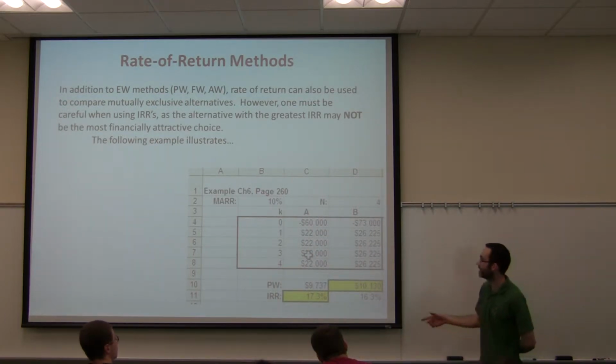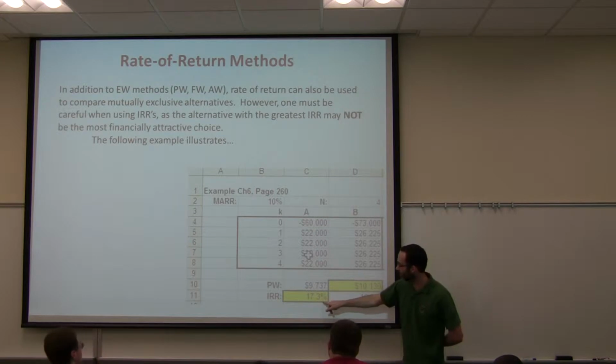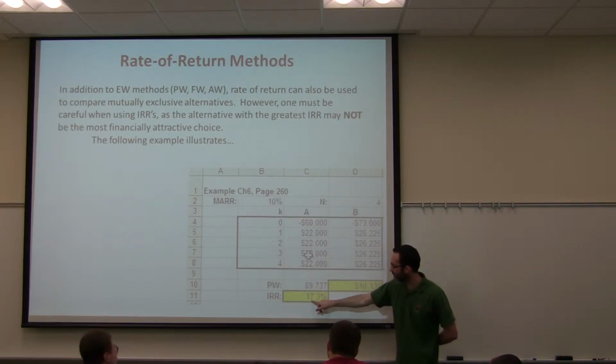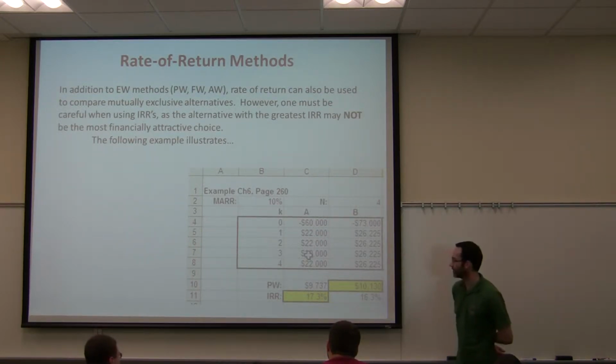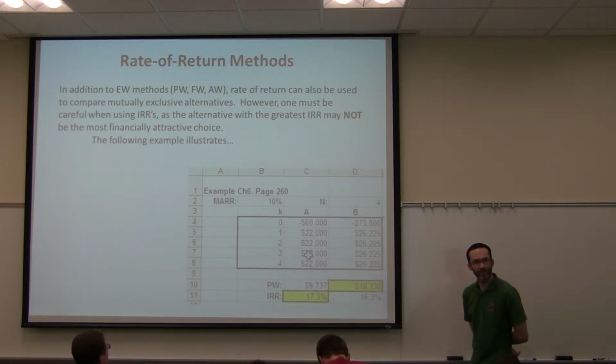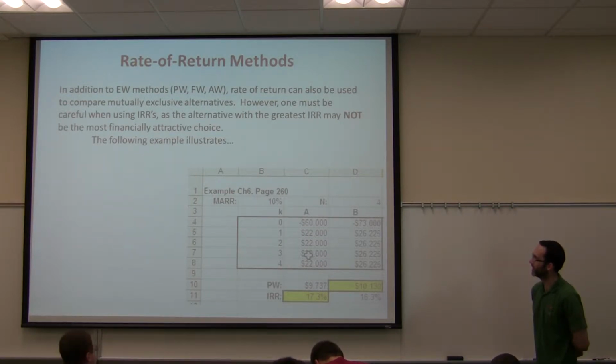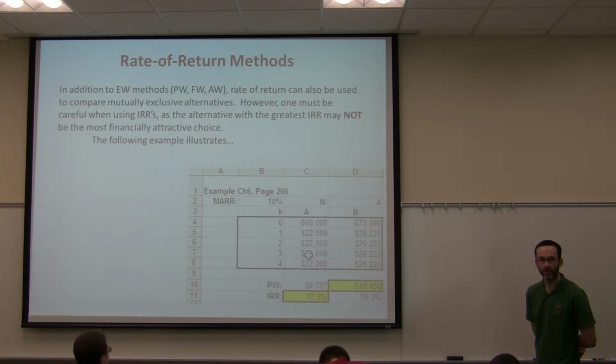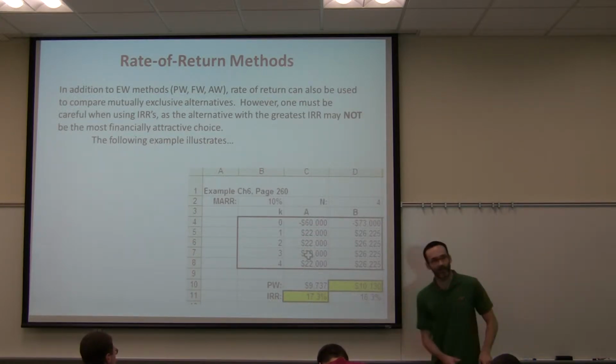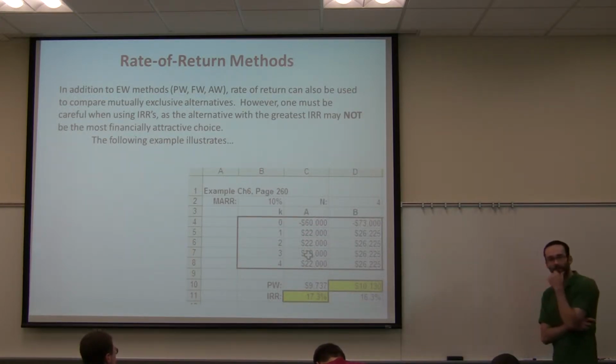But if you do the internal rate of return, what you'll notice is that the higher internal rate of return is associated with project A. So why do you suppose there's that discrepancy? Why is it that the equivalent worth method would tell us to choose B, but if we didn't know better, and we thought, oh, we'll just go by what has the highest internal rate of return, then option A would look best? Why the discrepancy?